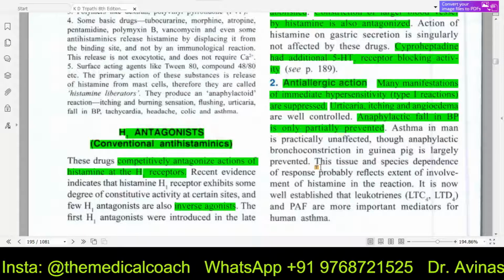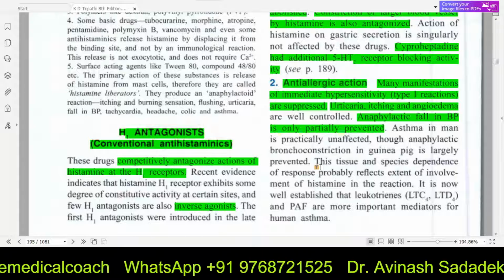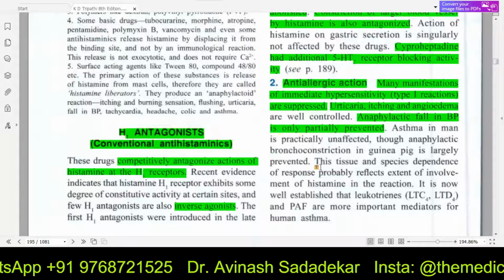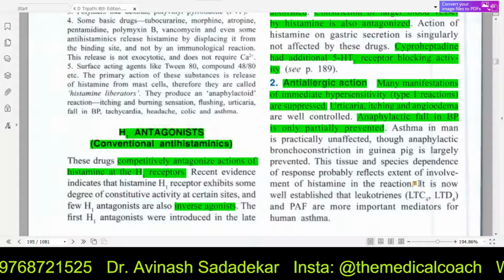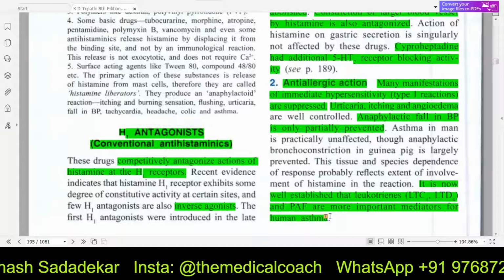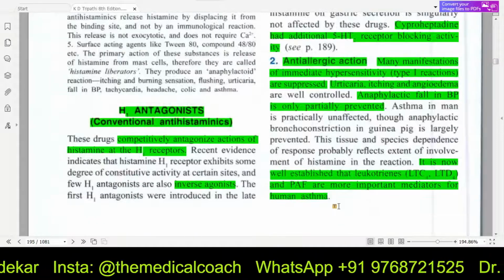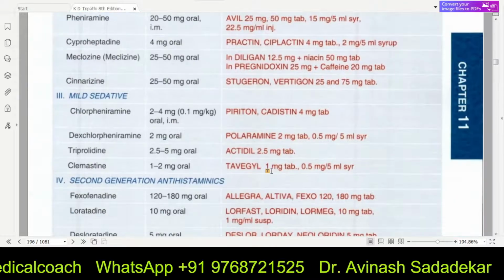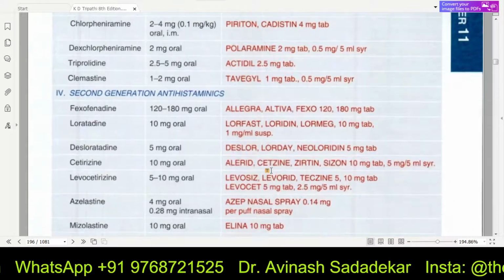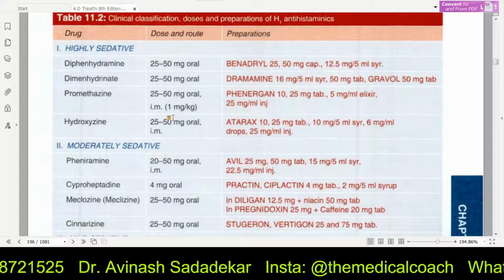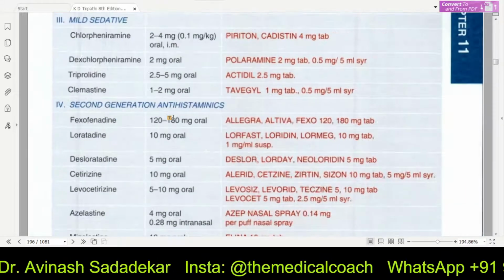Of course, different species, different tissues will have different sensitivity. As far as human asthma is concerned, leukotrienes and platelet activating factor are more important chemical mediators as compared to histamine. And that's the reason why antihistaminics are not that great for allergies. You need to know this table. This is the classification. The more you know, the better it is.